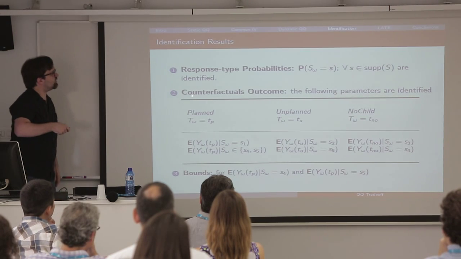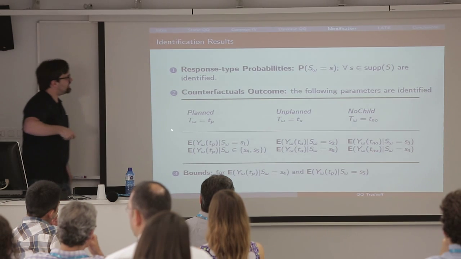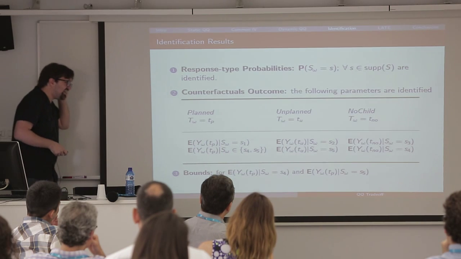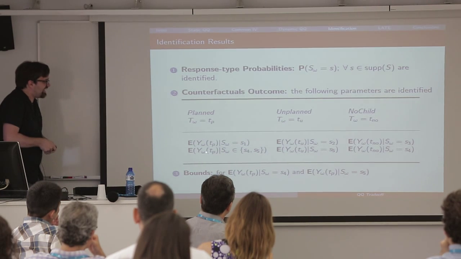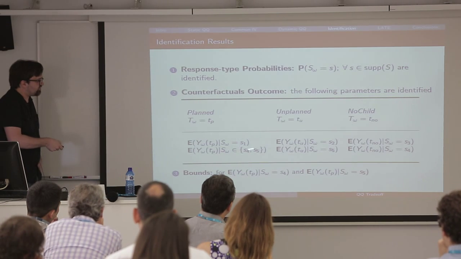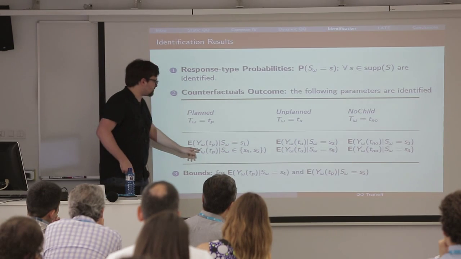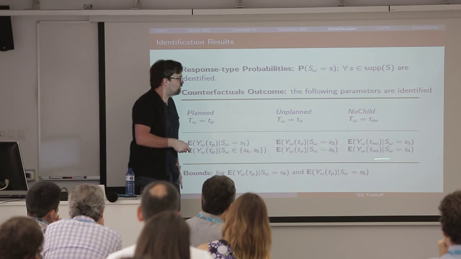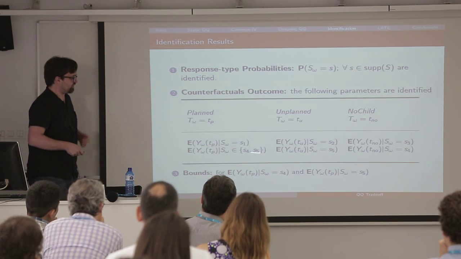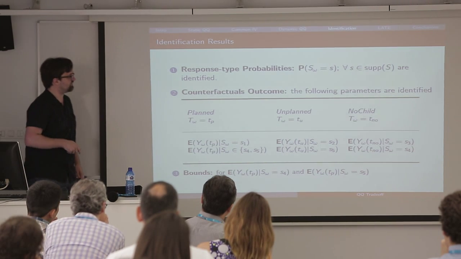Okay, so here we go. What's identified? All the response type probabilities for the 5 types, and these counterfactual outcomes. And here you can see already the problem. For the counterfactual outcome for a planned pregnancy, we cannot disentangle type 4 and type 5, and therefore we cannot ask the question, what's the causal effect of a planned third kid versus having no kid for type 4, and those kinds of questions. So the bottom line is we are going to have to use some bounds if we want to derive something.